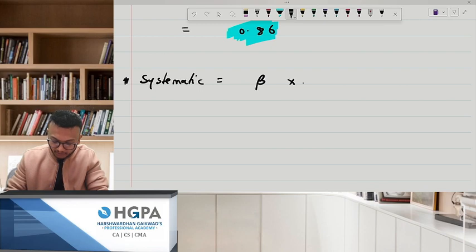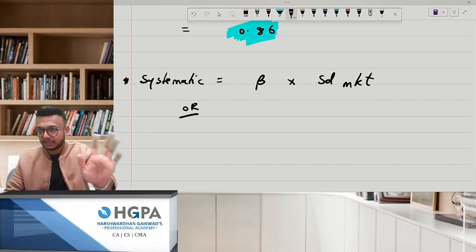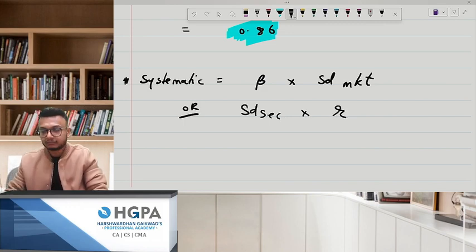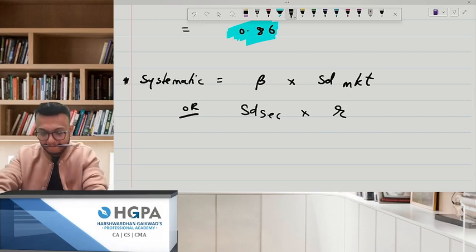Beta into standard deviation of market. Or there are two formulas where you can solve. Same answer you will get, same answer. Second, standard deviation of security into R.